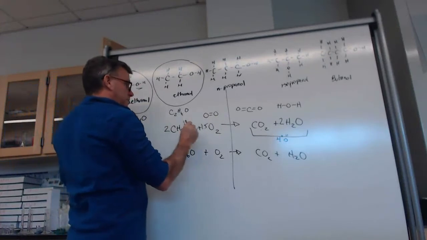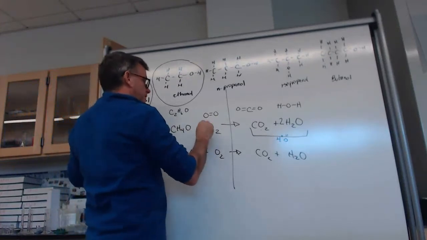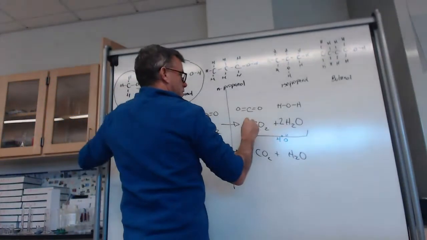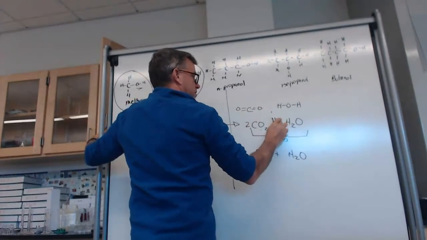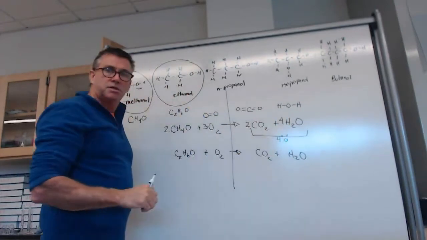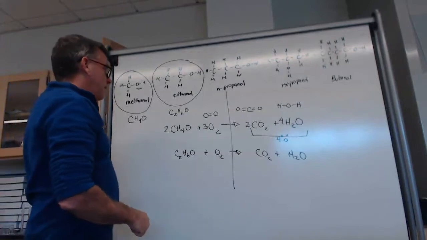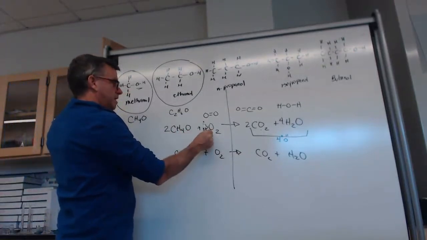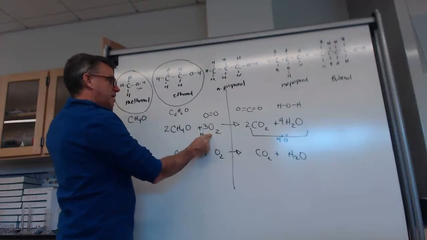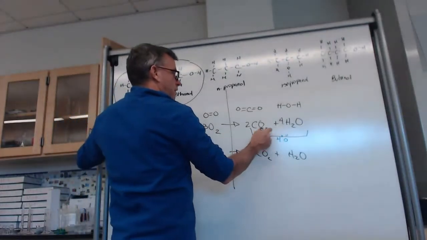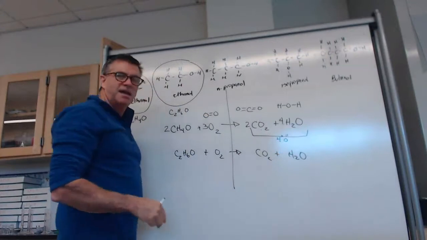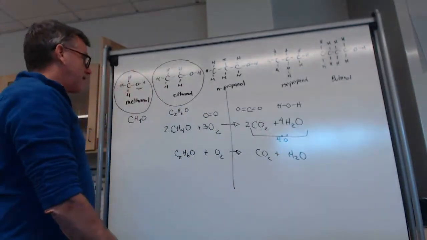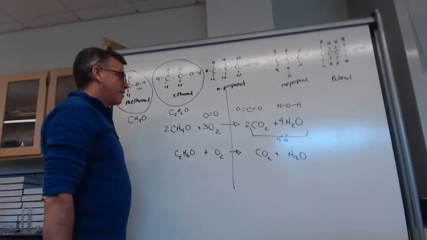This 1 becomes a 2. This 1.5 becomes a 3. This 1 becomes a 2. And that 2 becomes a 4. 2 to 3 to 2 to 4. Check your oxygens. I see 2 plus 6 equals 8. And here I have 4 plus 4 equals 8. You check them all. They should all work out. This must be burning in that ratio.